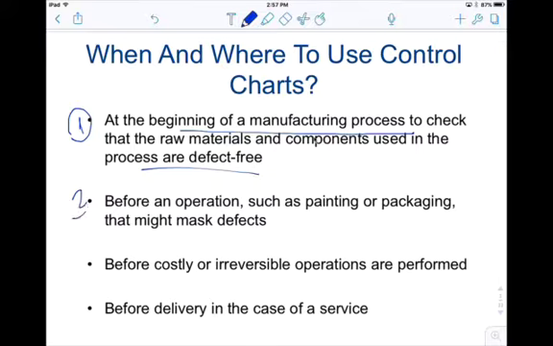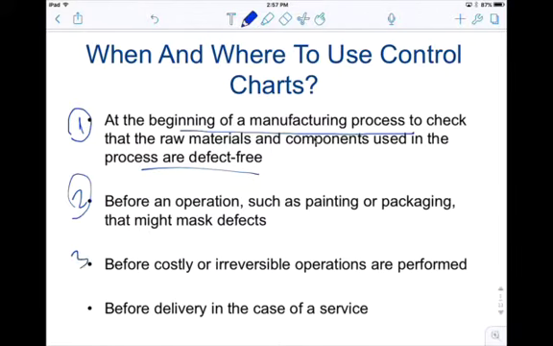And number two is before an operation such as painting or packaging that might mask defects. Yeah, these are very crucial operations. After some use, customers might detect that the products or the services that they are using are actually defective, right? So before you do any painting or packaging or any other operations, or maybe if it is software that you're selling to the customer, you want to make sure that before you provide the graphical user interface, the source code is working bug-free.